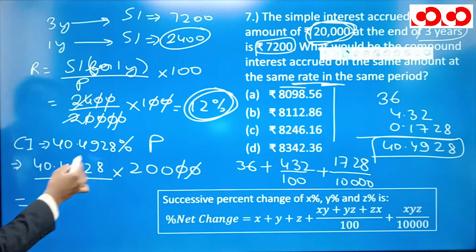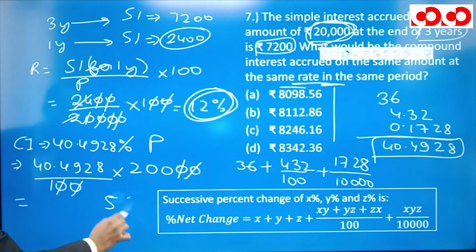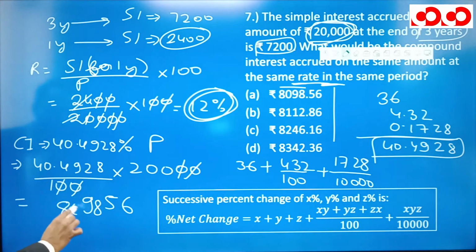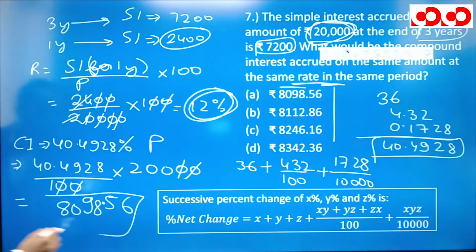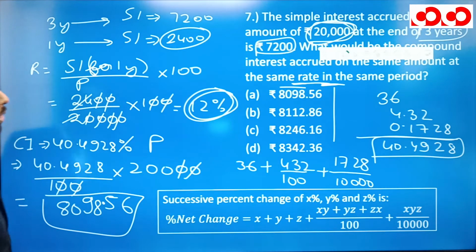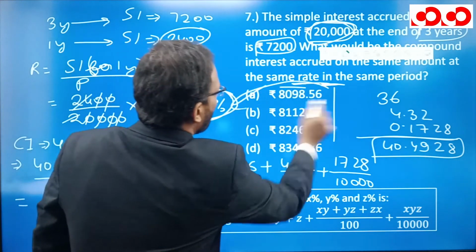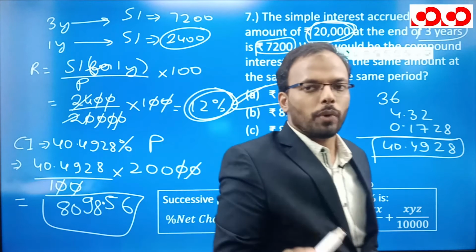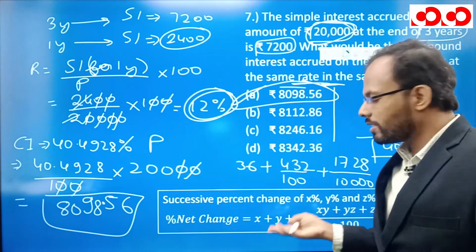Just multiplied by 2, it will come to be 56, and here you will get 98, and here you will get 80. So there were 4 decimals, 1 2 3 4, but there are 2 zeros, so the decimal will come over here, and this is the amount which you have to pay, 8098.56. This is the compound interest which you have to pay.